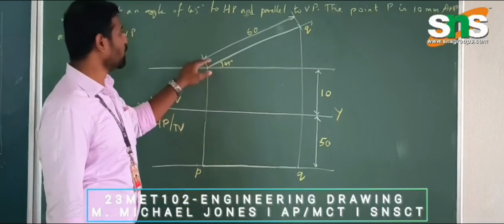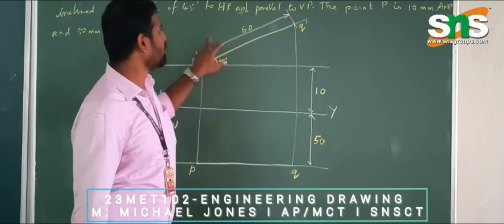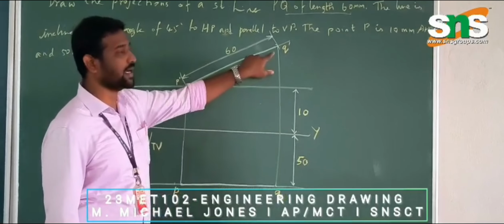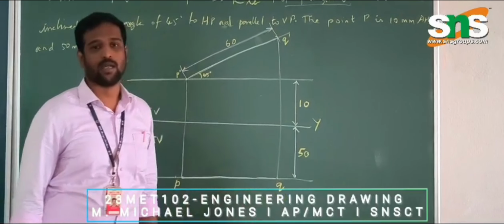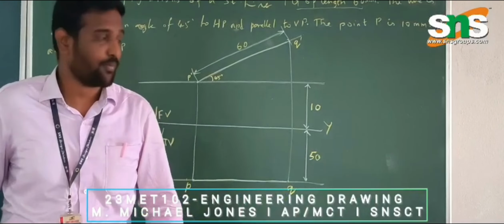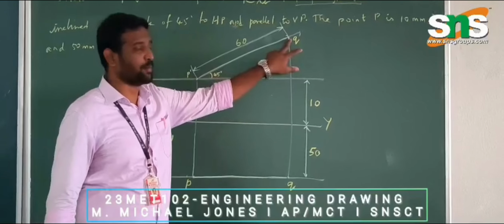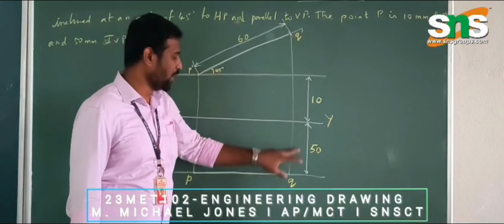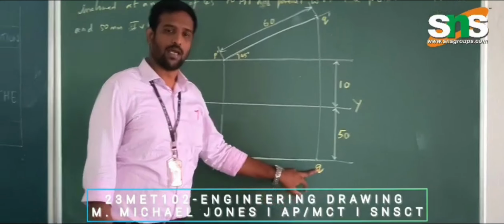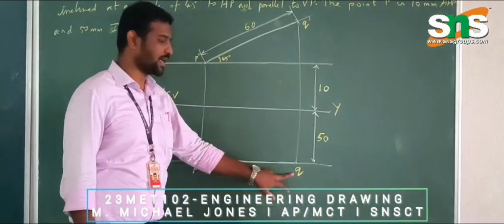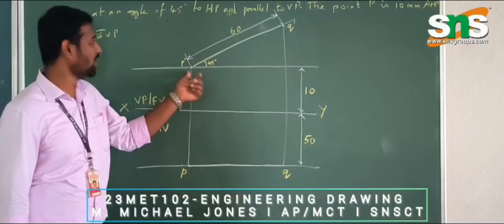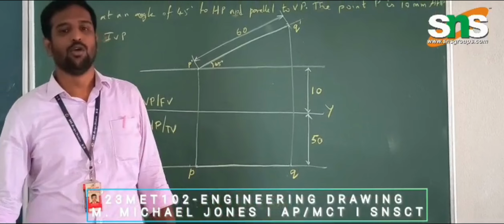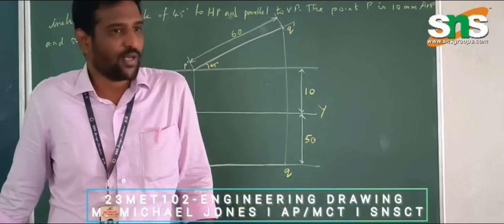To draw the Q dash, I will draw an inclined line at 45 degrees, and over that inclined line, I will cut an arc at a distance of 60 mm. The point where my arc cuts will give my Q dash, and directly below Q dash, I will have my Q. Joining P dash Q dash and P Q will give me the front view and top view of the straight line.